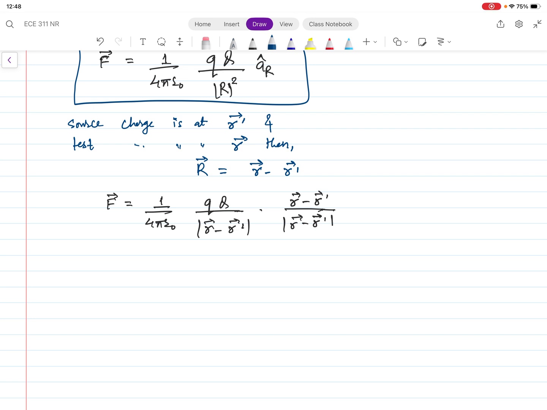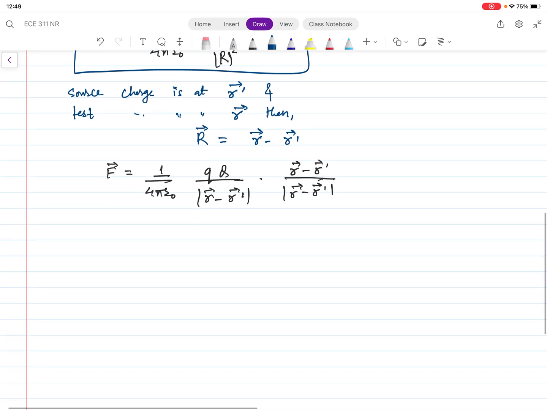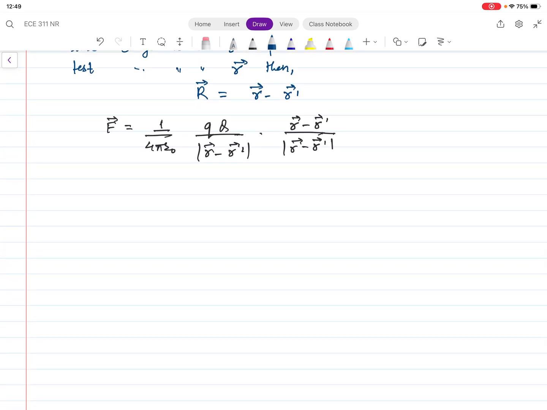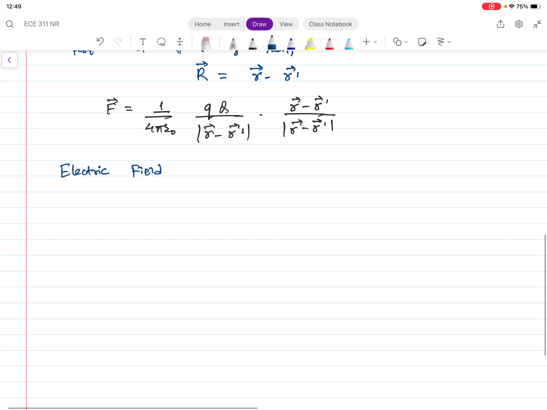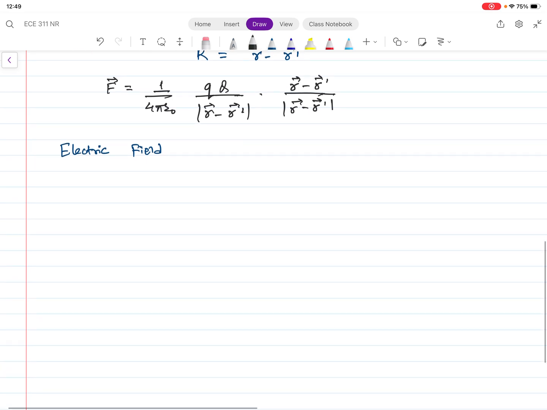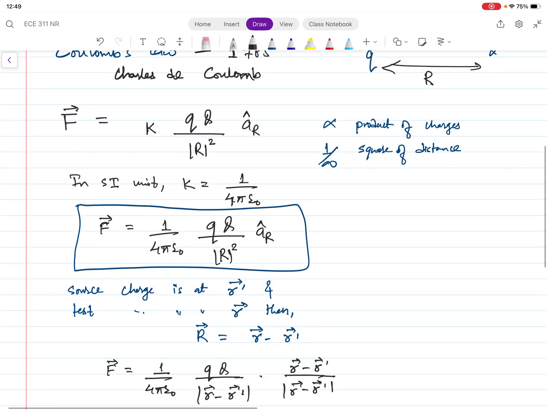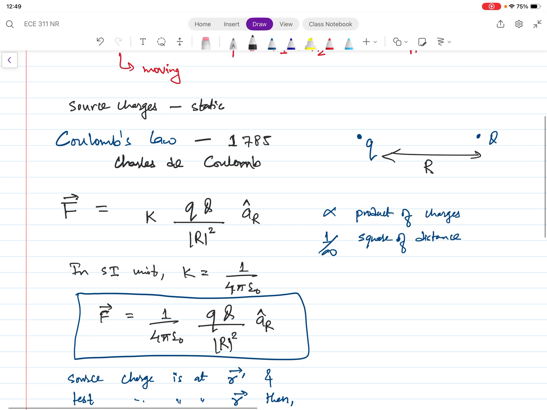Okay, so let's move on to a different way to express Coulomb's law. Let me write this chapter. We will be discussing electric field in this subtopic. So now the question is, we said over here that Q is at some point and the capital Q, the test charge, is at a different point.